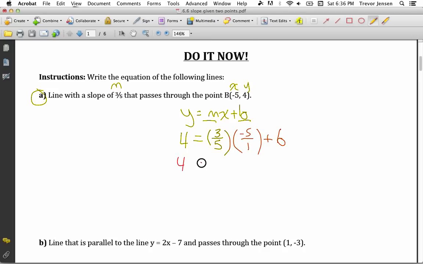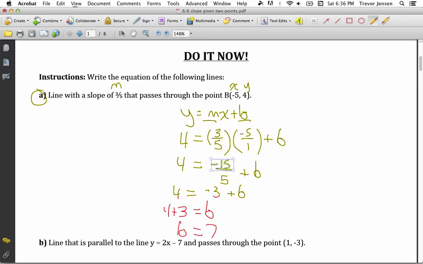So let's simplify. 3 over 5 times negative 5 over 1, when multiplying fractions, just multiply the numerators and multiply the denominators. So 3 times negative 5 is negative 15. 5 times 1 is 5. And I'll simplify that in the next step. So I have 4 equals negative 15 divided by 5 is negative 3. Move that negative 3 to the other side, and I'll have 4 plus 3 equals my b value. Therefore, b equals 7.